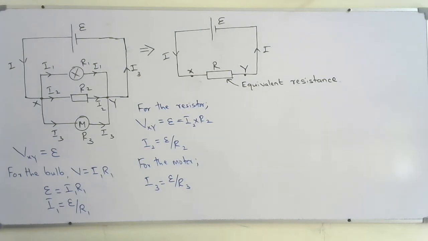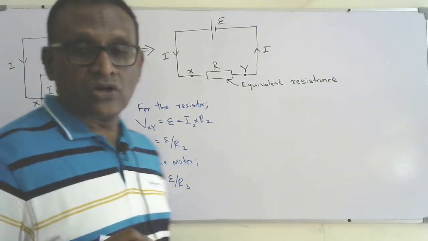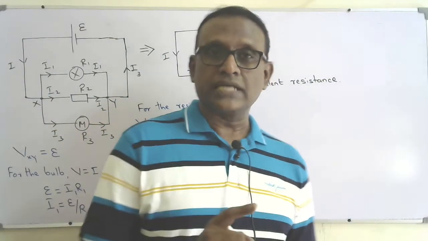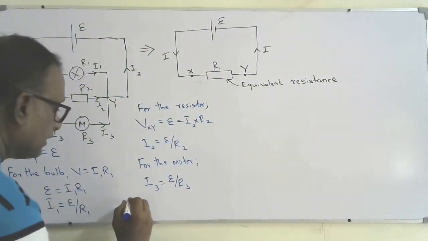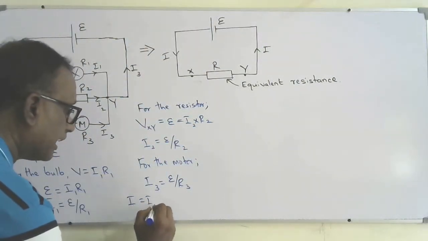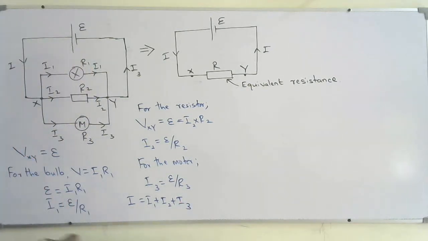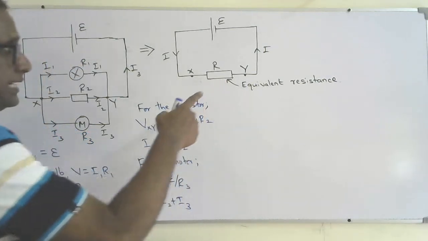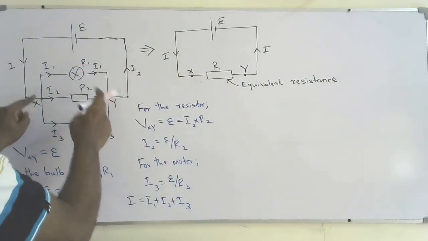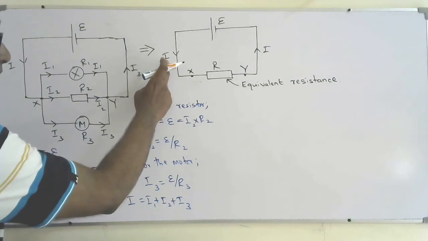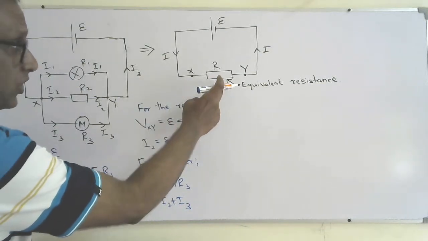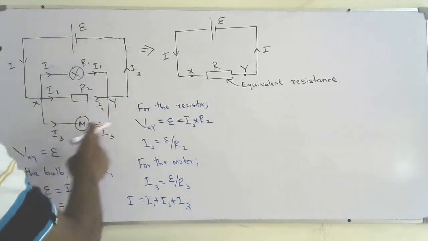According to Kirchhoff's first law, I equal I1 plus I2 plus I3. Now, when I consider the equivalent resistance, that means a resistor connected across the junction after removing those, and I'm getting the same current there. That's the reason I call this the equivalent resistance of these three.